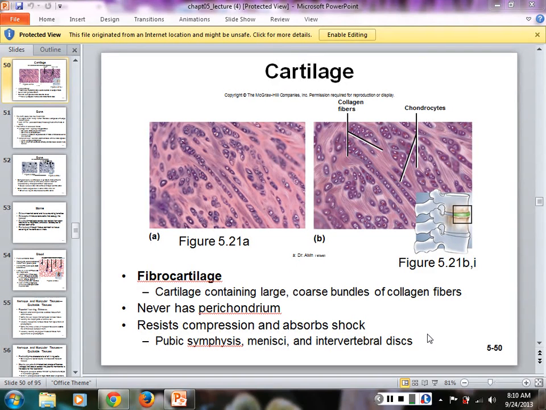Okay, well, let me just ask y'all some questions because you all have a quiz on Chapter 5 today. What are the three types of muscle tissue? Cardiac, skeletal, and what? Smooth.